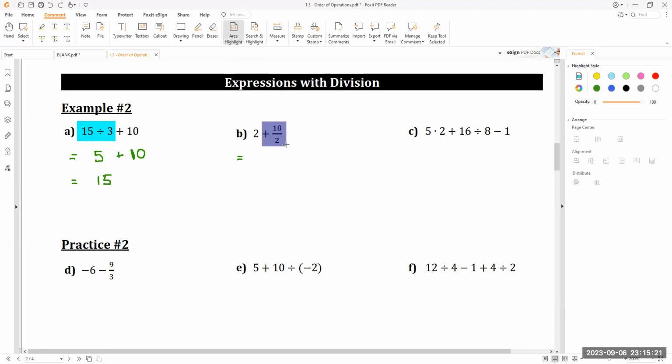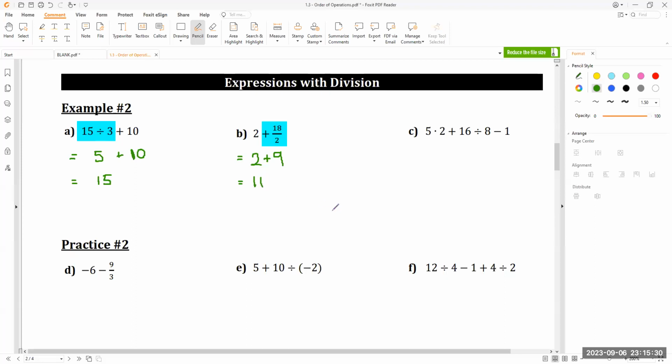Sorry, I'm going to solve that first. A positive 18, so 2 comes down. Positive 18 divided by a 2 is a positive 9, and that becomes an 11.